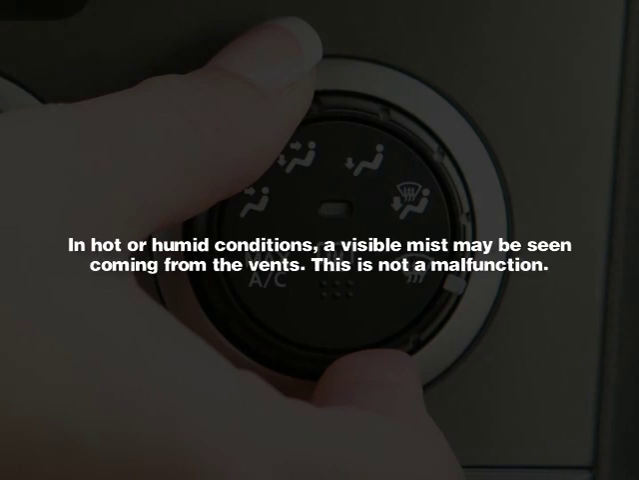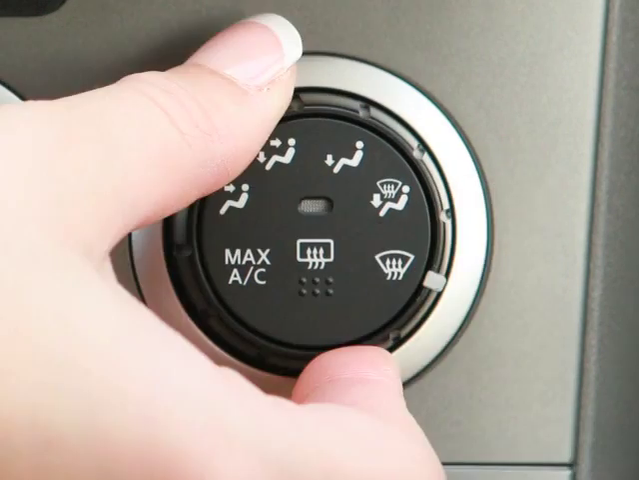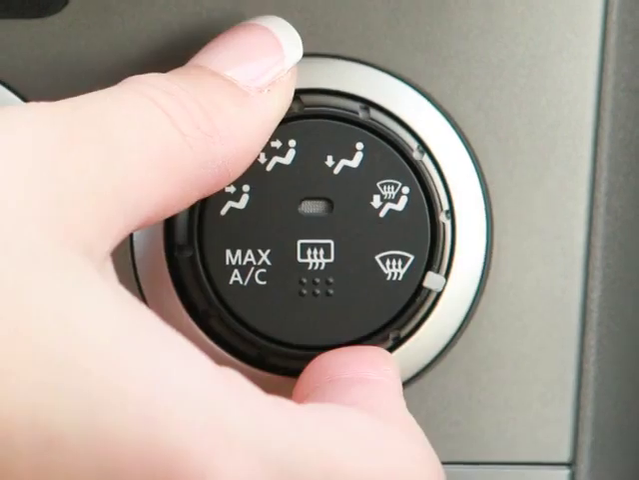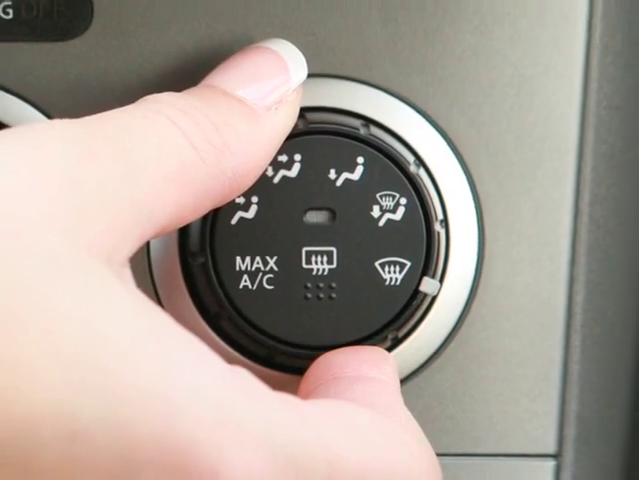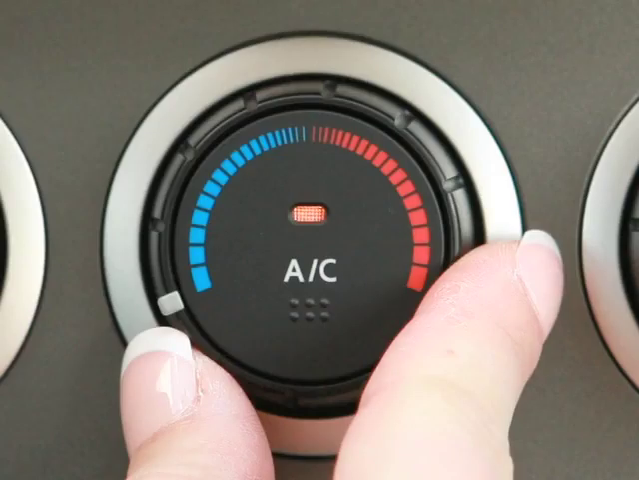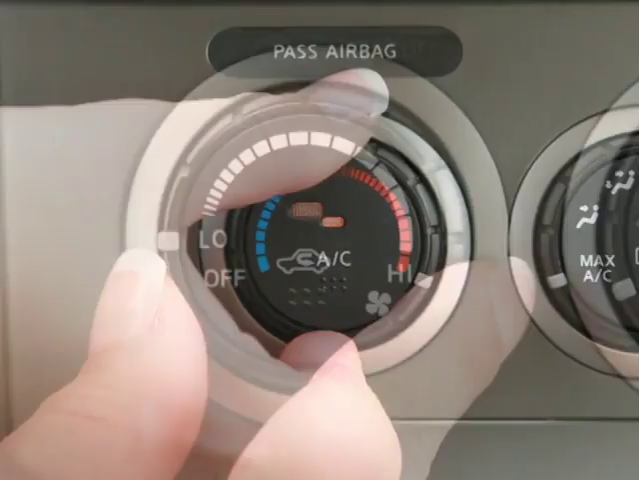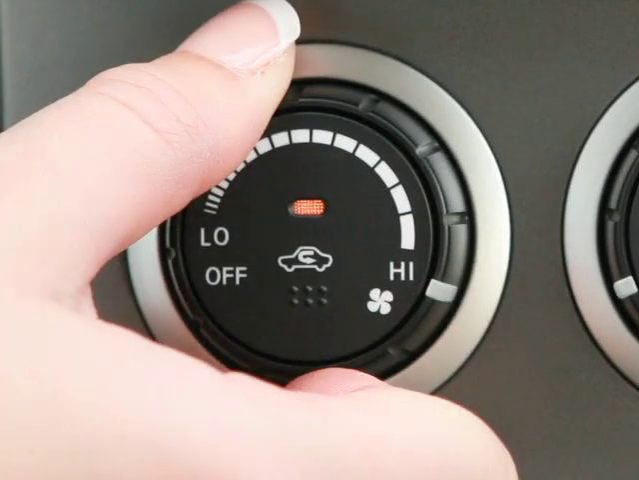Note, in hot or humid conditions, a visible mist may be seen coming from the vents. This is not a malfunction. To defrost or defog front and side windows, turn the airflow control dial to the defrost position. The AC comes on automatically. This helps dehumidify the cabin. Now turn the temperature control to a setting that will best meet weather conditions. You should also use the manual fan control.